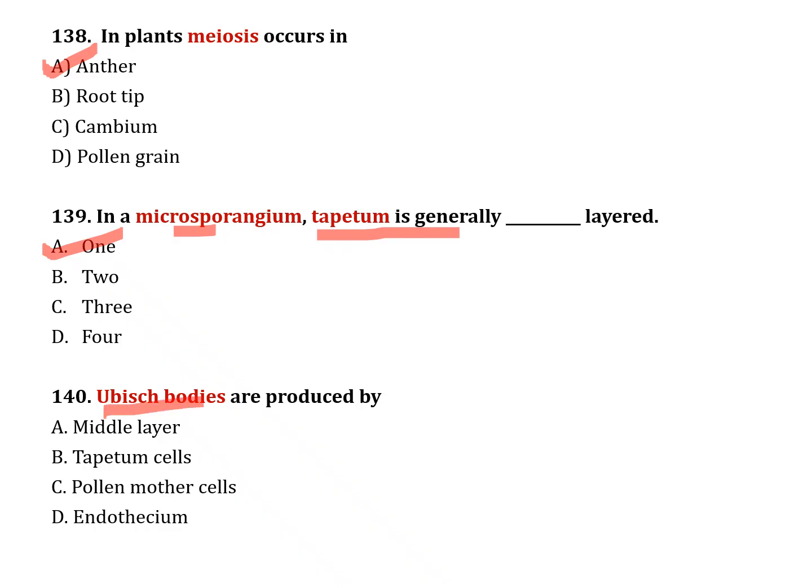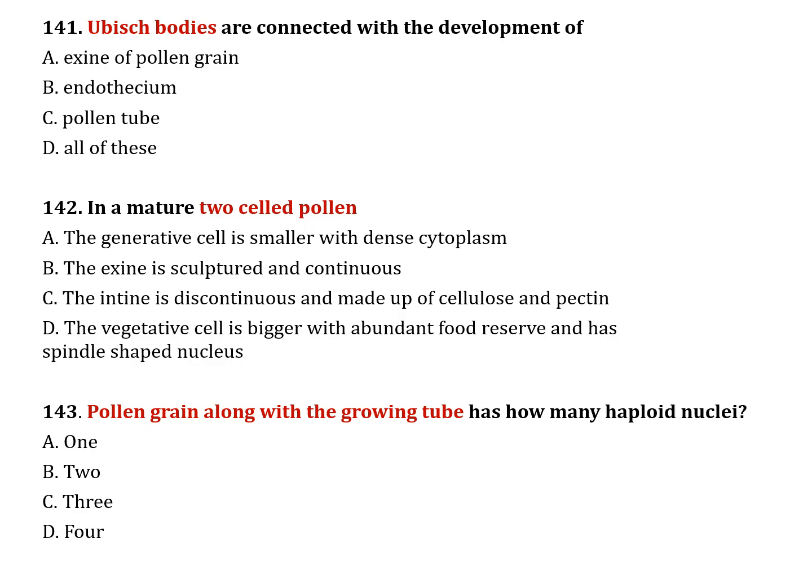Ubisch bodies are produced by option A, middle layer. Option B, tapetum cell. Option C, pollen mother cell. Option D, endothecium. Correct answer is option B, tapetum cells. The next question, number 141.